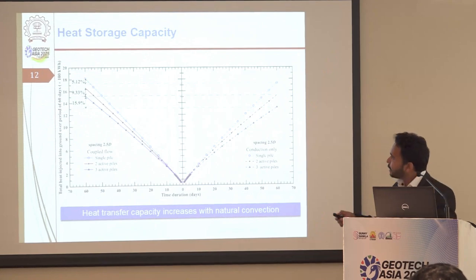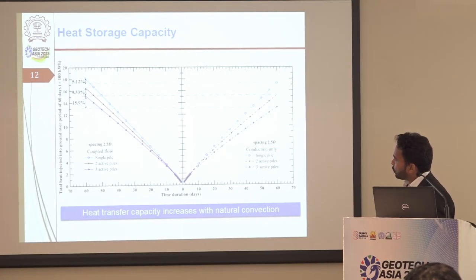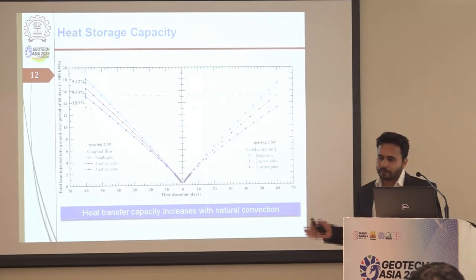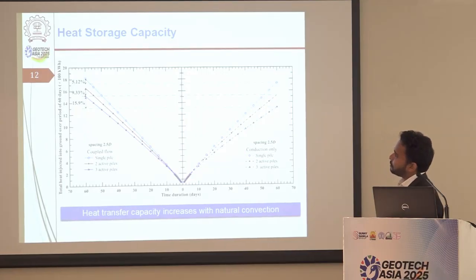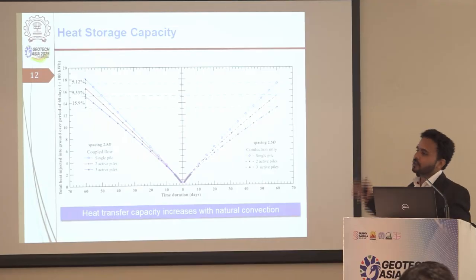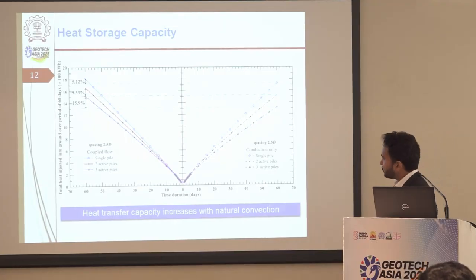Okay. And then when we investigated the heat storage capacity, we can see that the process of coupled flow always enables us to store more energy depending on the pile spacing. Mostly in a group, we have piles at a small spacing, and when the spacing is 2.5 D, and in case of 3 active piles, we can store almost 60% more heat, or in terms of extraction, it will be the same.